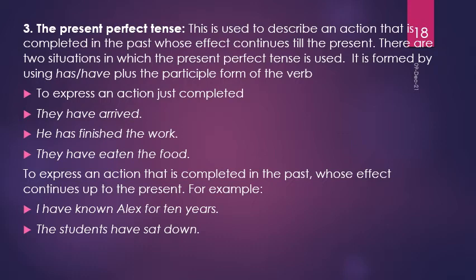They are used to express an action just completed. Example, they have arrived. The present perfect tense is also used to express an action that is completed in the past whose effect continues up to the present. Example, I have known Alex for 10 years.